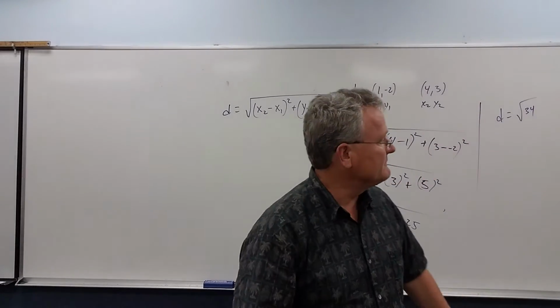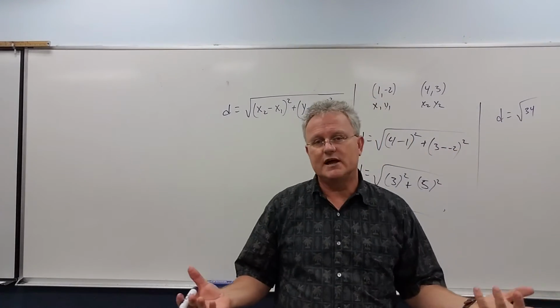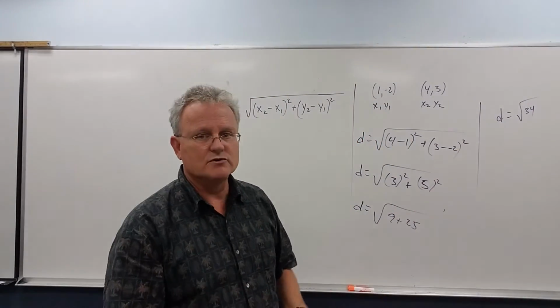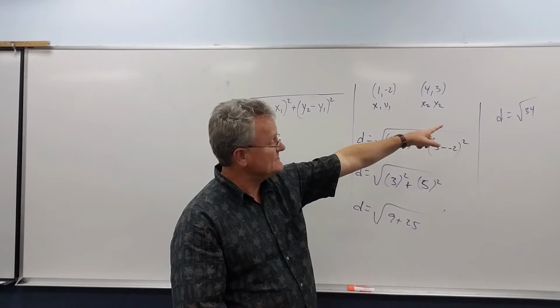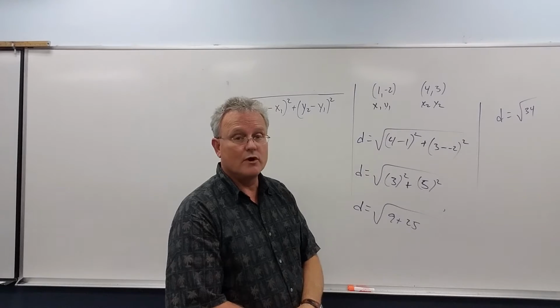That can't be simplified. 34 is 2 times 17, and neither one of those we can take the square root of. So that is the distance between these 2 points.